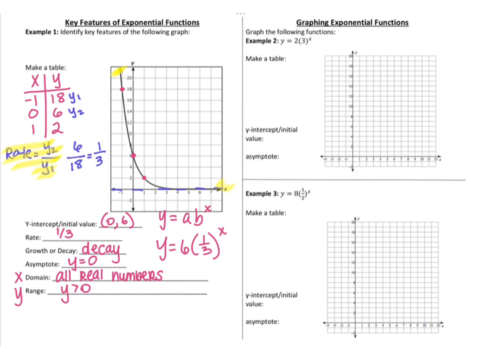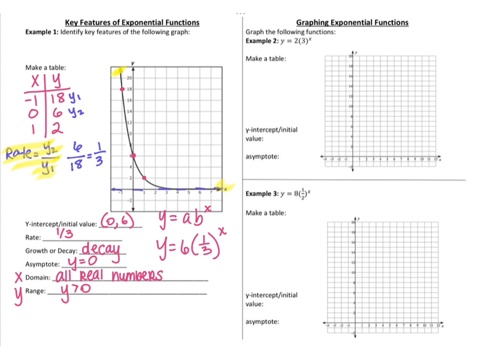So always look, where's the asymptote? Where's that line looking to flatten out? That's going to be where your asymptote is, and the range is going to be all numbers above it. Or if for some reason the graph is reflected or flipped over and it's on the bottom, then it would be all real numbers, or y values less than 0, or whatever the asymptote is.